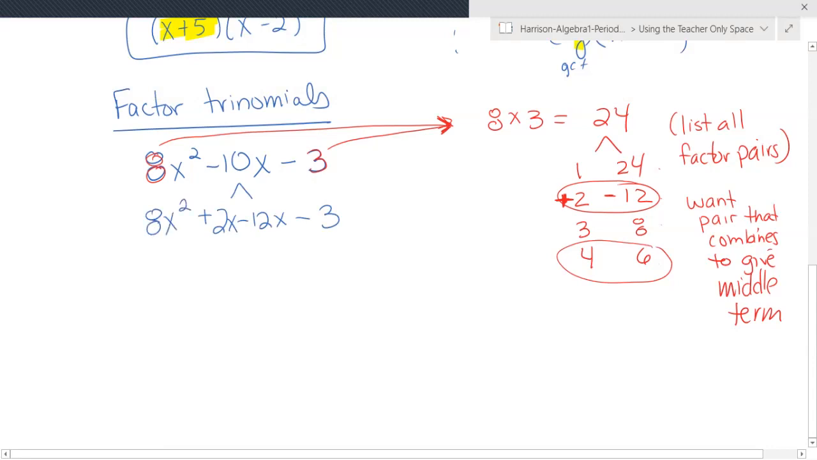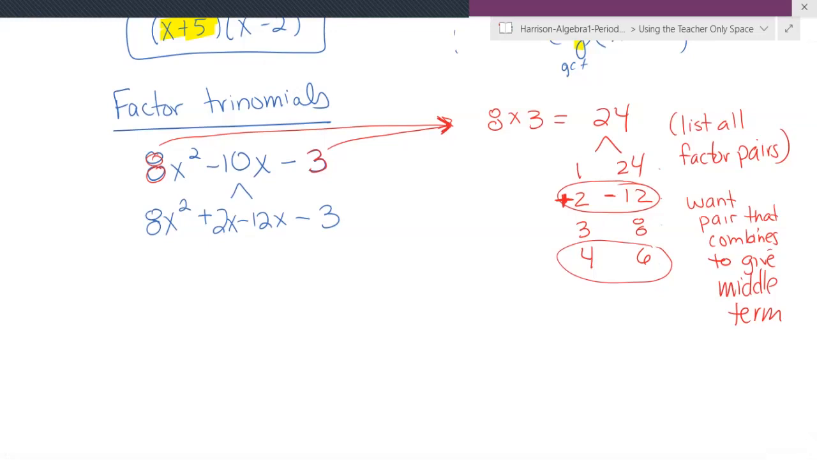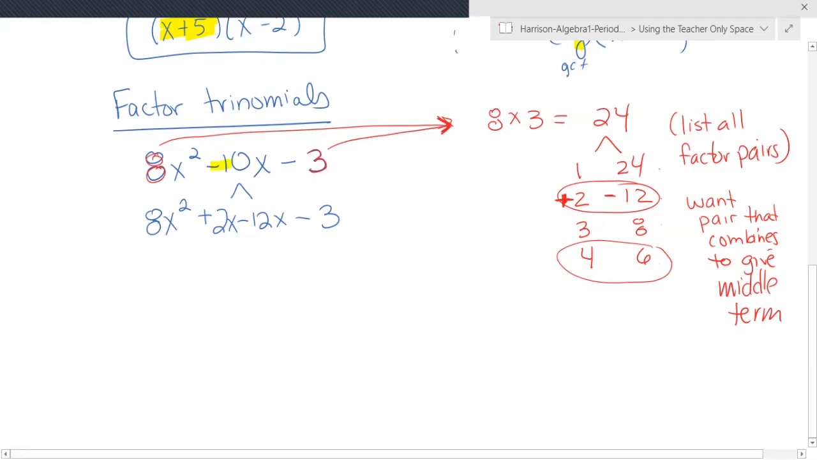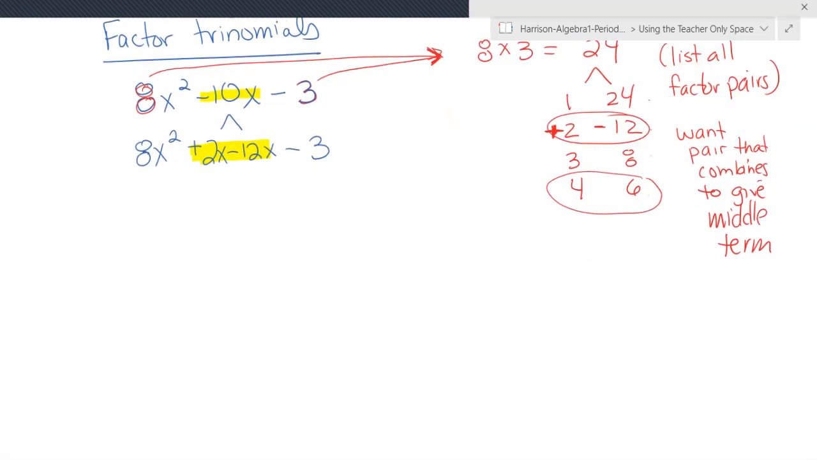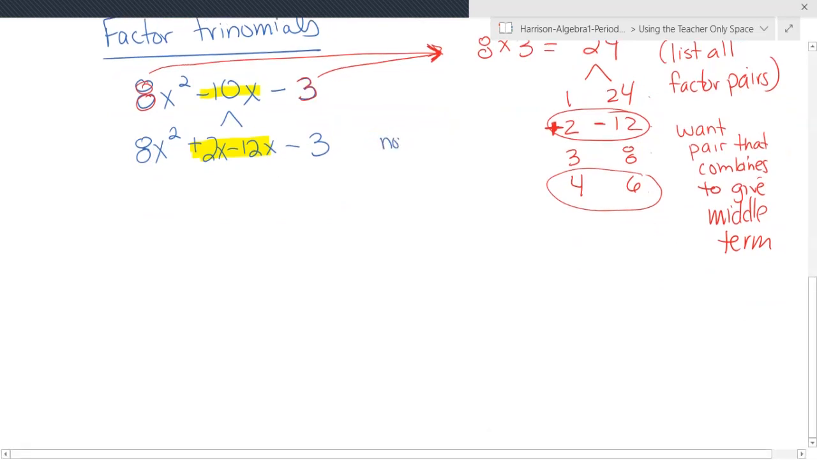All right, so we rewrite that middle term with our new combination. So just for emphasis there, and because I like using this highlighter, I'm rewriting negative 10x as positive 2x minus 12x, but it's the same value, right? We've just expressed it differently. Okay, and now we're going to factor by grouping. Factor by grouping. So I'll write that down. Now factor by grouping, the way we just learned.